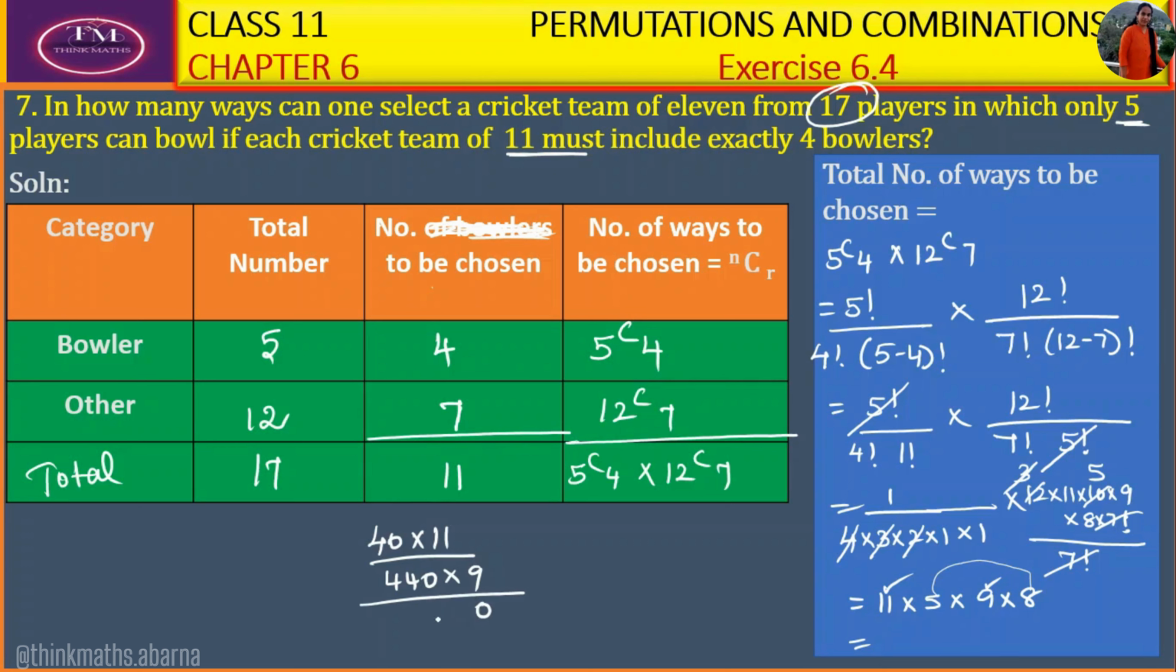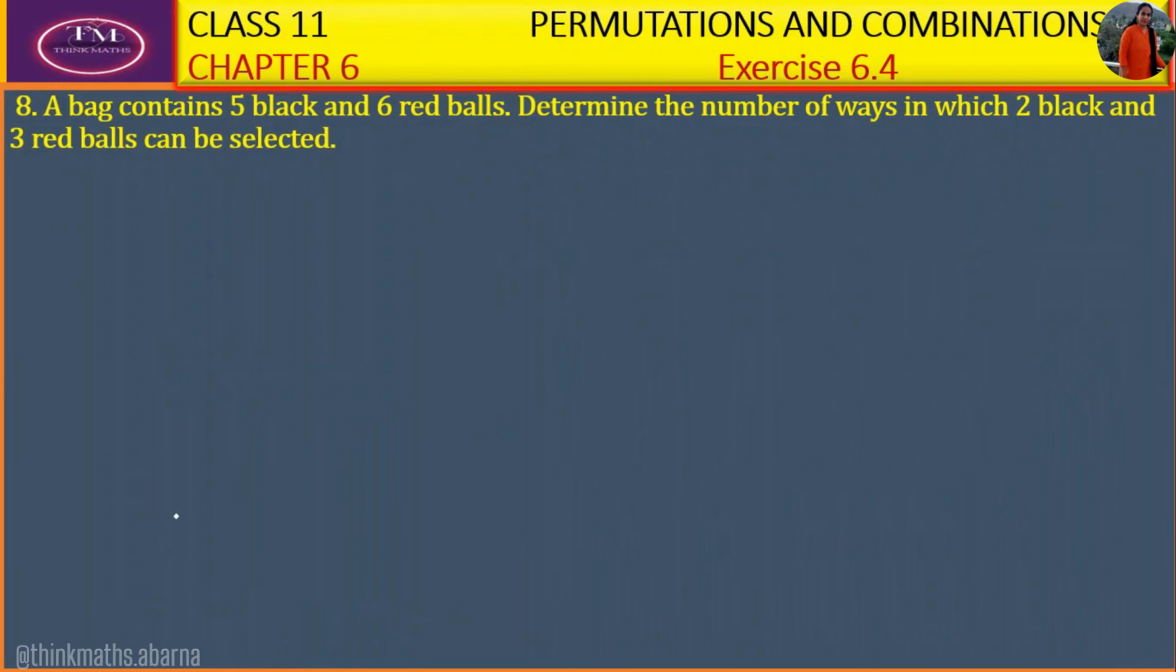So 0 nines are 0, 9 fours are 36, 9 fours are 36 plus 3 is 39. So it is 3960. This is the answer. Clear, children? So just frame the tabular column. You can easily find out the answer. Okay. So moving on to the next one.